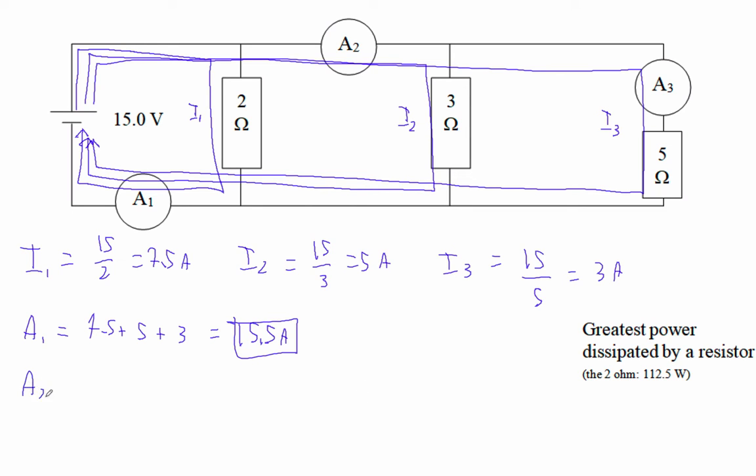A2 has only these I2 and I3 going through them. So A2 is going to be 5 plus 3 is 8 amps. Okay, and then A3 has only the current I3 going through it, so that's just 3 amps.